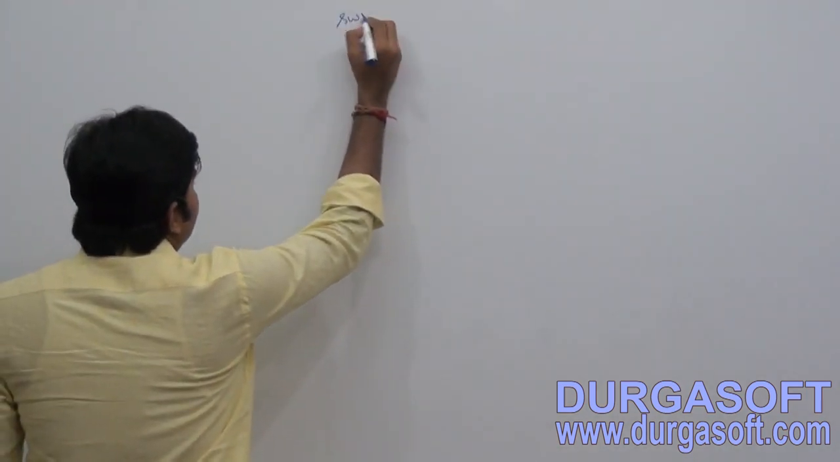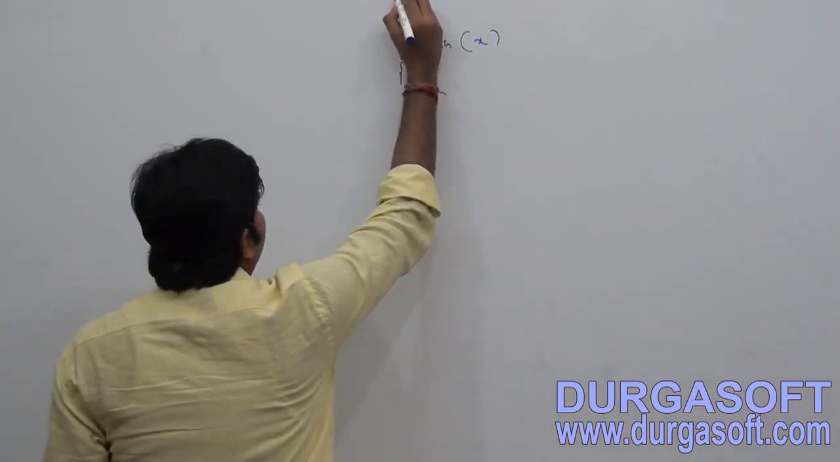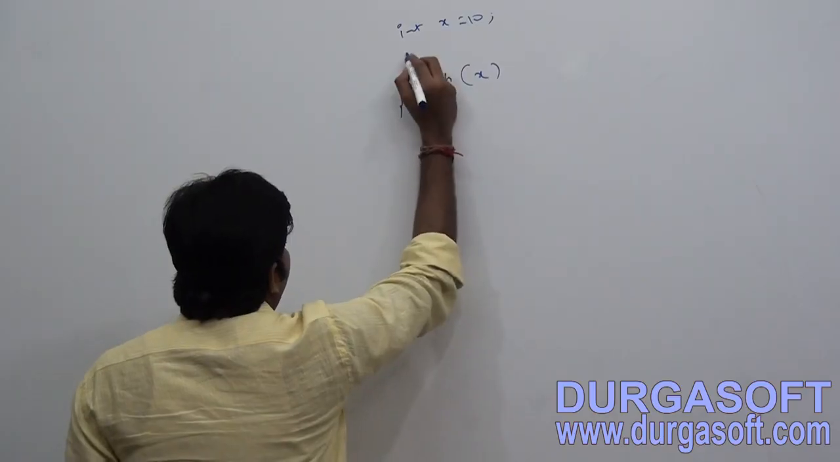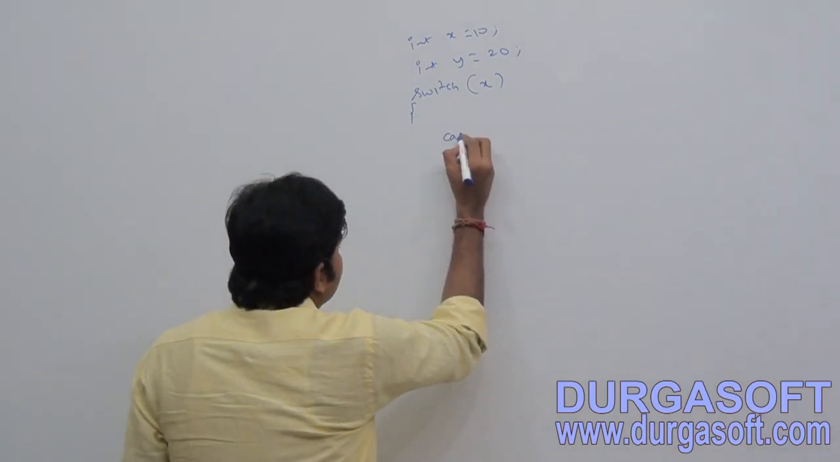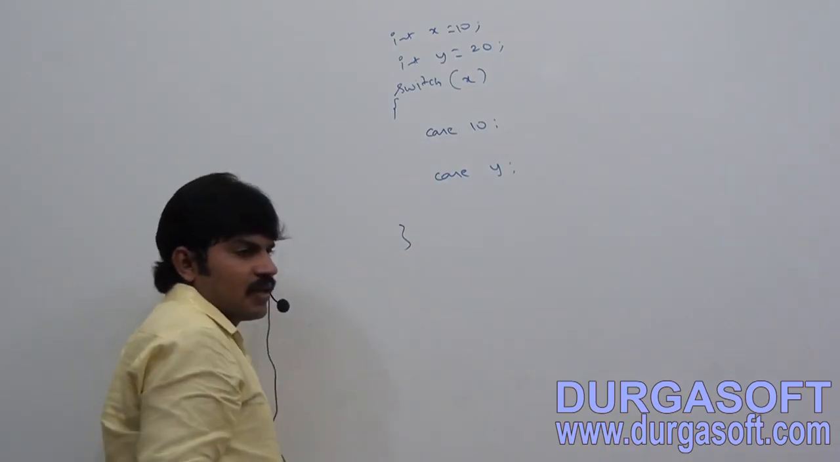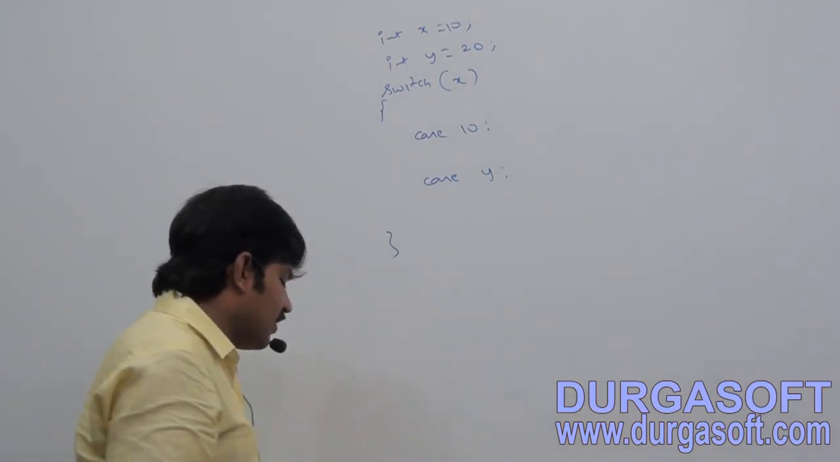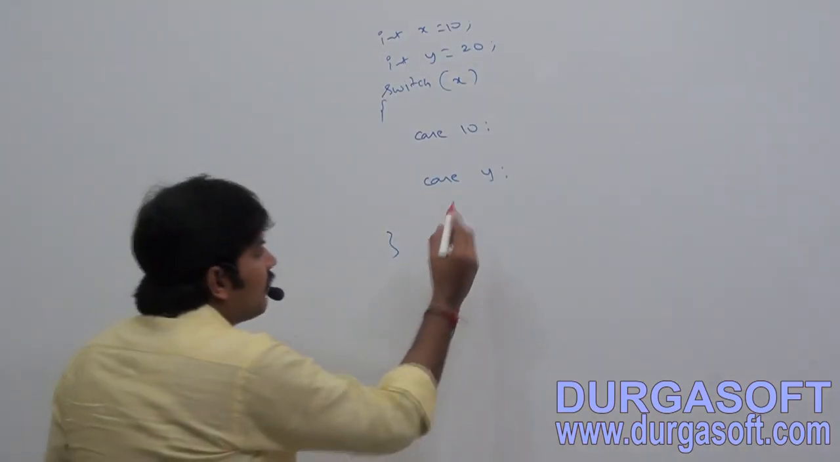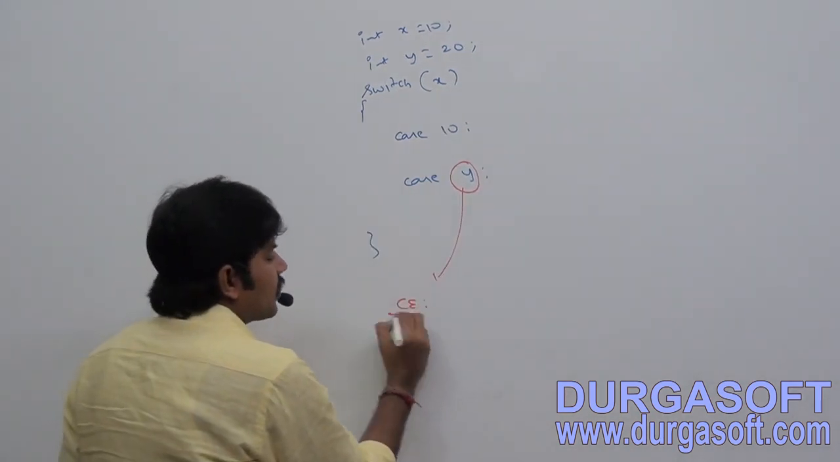So here just observe, in the last session, the last point we covered, have you observed? Switch of x. This is the example we covered: int x is equal to 10, int y is equal to 20. Case 10 I took and case y I took. Can you tell, is it valid or invalid? This one is invalid, because every case label should be a compile time constant. So what compile time error did we get?